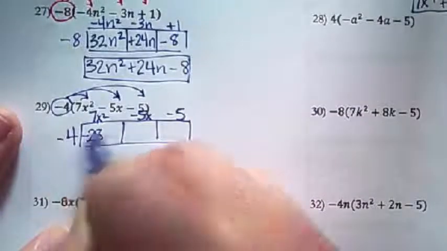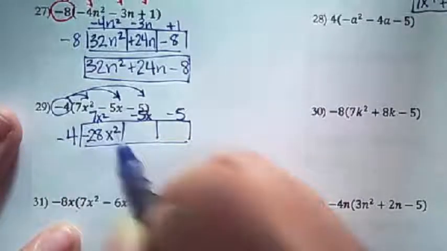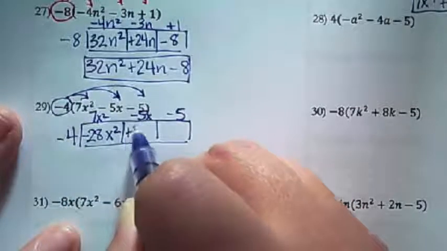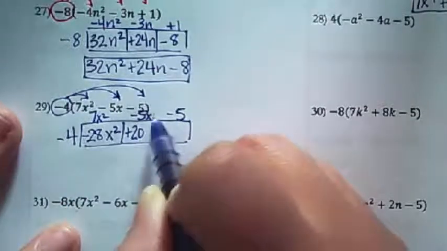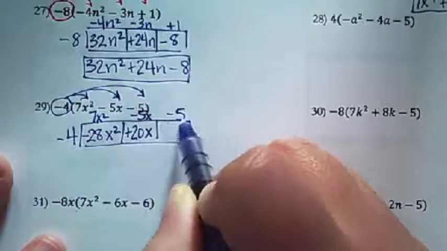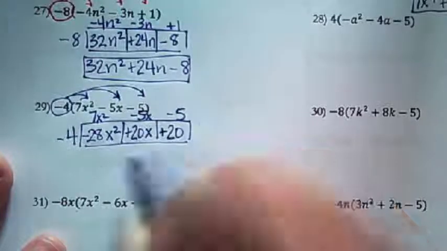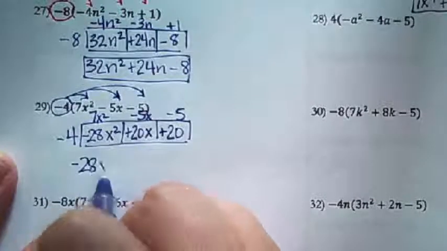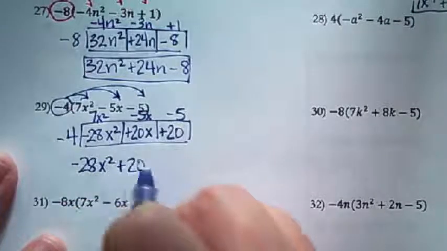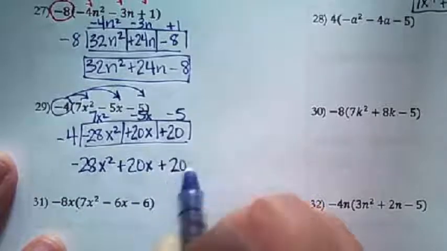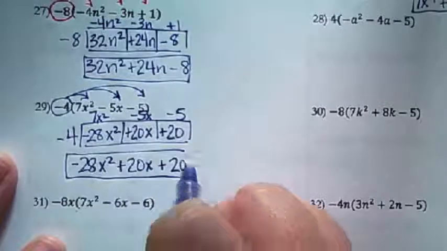Nothing to multiply by the x squared, so it stays x squared. Negative 4 times negative 5 is positive 20, and nothing to multiply by the x, so it stays x. Negative 4 times negative 5 gives me positive 20 again, and there are no variables, so that term is done. Now I'm going to break it out of the box for my final answer to get negative 28x squared plus 20x plus 20, and there's my final answer, so I'm going to box it up.